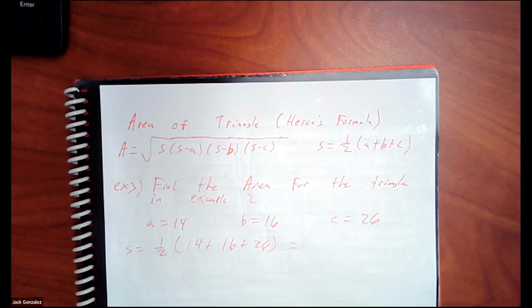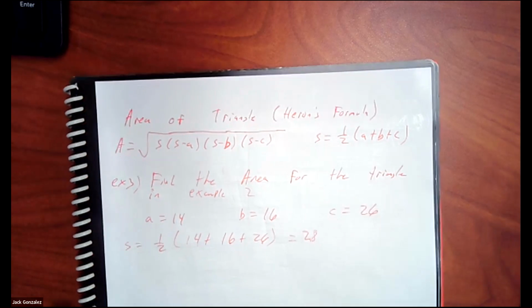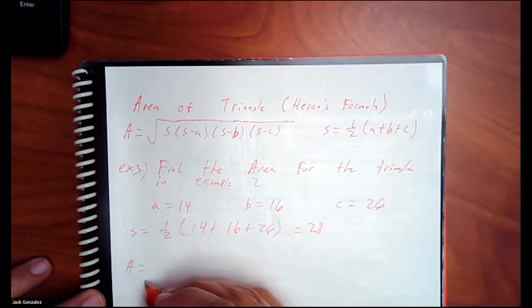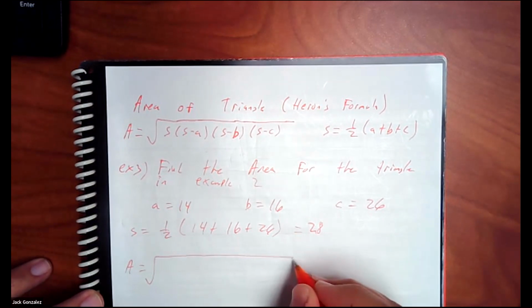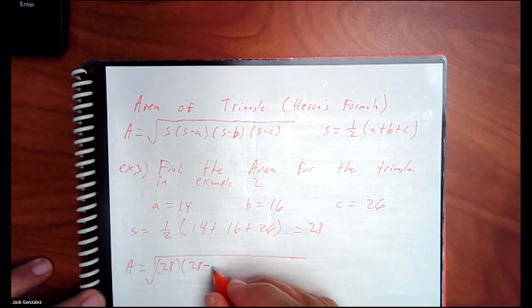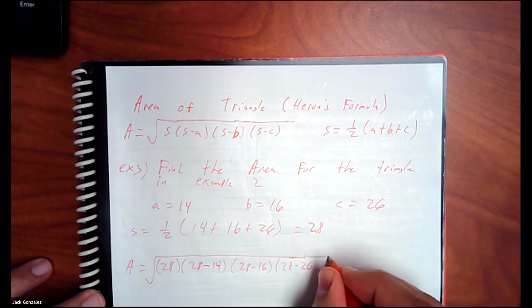Let me check. Yeah, 56 divided by 2, 28. Okay. All right, so just plug that in and we're good. The area is equal to the square root of 28 times 28 minus 14 times 28 minus 16 times 28 minus 26.